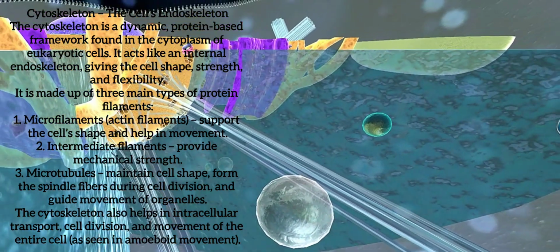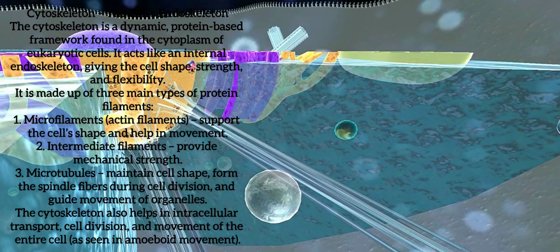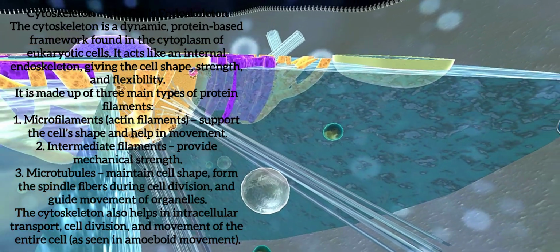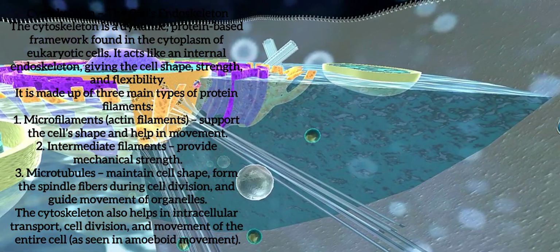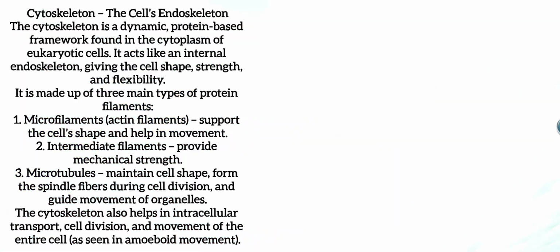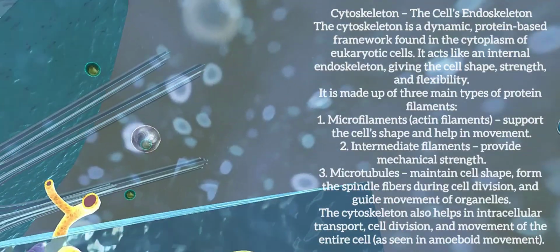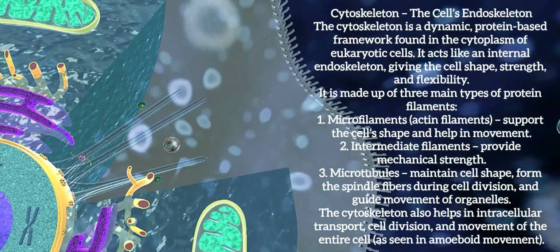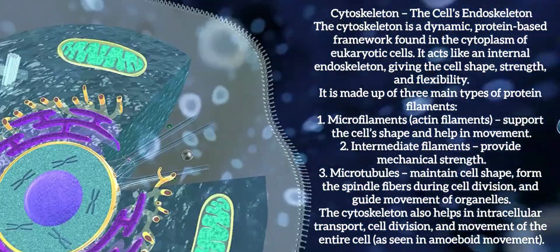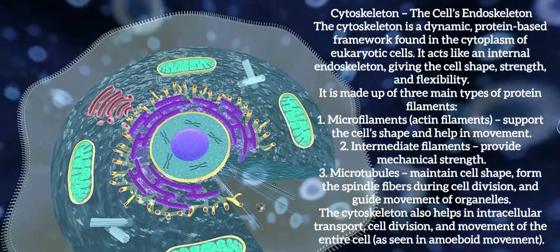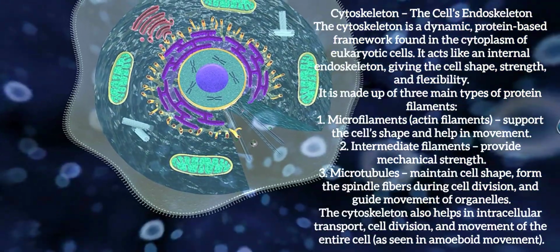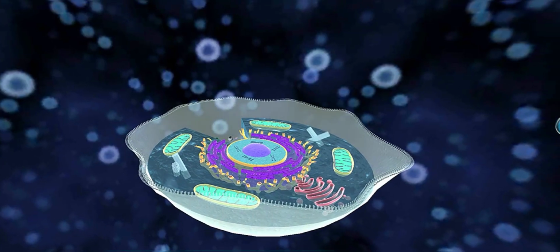1. Microfilaments, or actin filaments, support the cell's shape and help in movement. 2. Intermediate filaments provide mechanical strength. 3. Microtubules maintain cell shape, form the spindle fibers during cell division, and guide movement of organelles. The cytoskeleton also helps in intracellular transport, cell division, and movement of the entire cell, as seen in amoeboid movement.